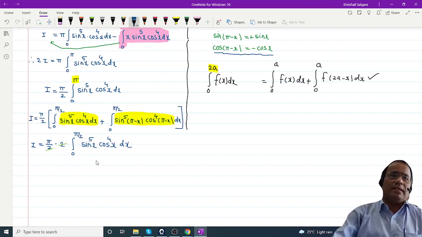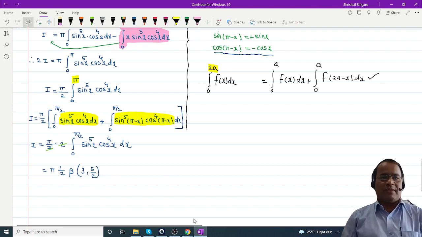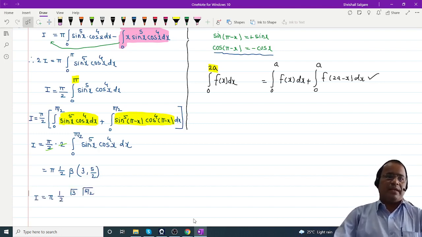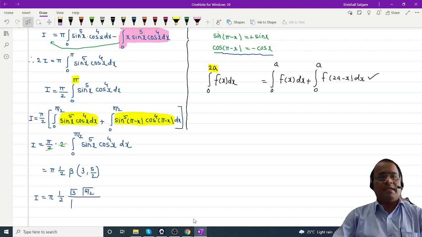I think that integral comes to the standard form. This is pi into 1 by 2 beta of 5 plus 1 by 2, 4 plus 1 by 2. Is it right? Now I will take a pause here. You can pause and think what the evaluation will be. It can be written as pi into 1/2 gamma 3 into gamma of 5 by 2 divided by gamma of 11 by 2.